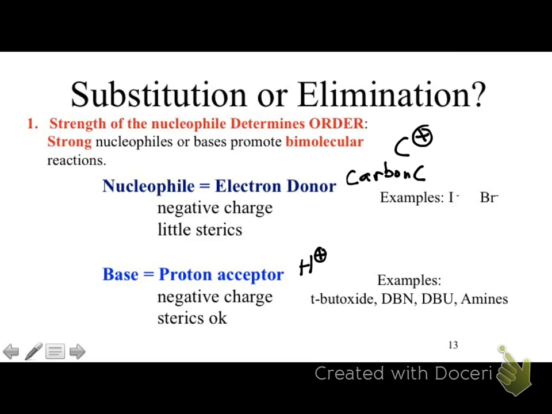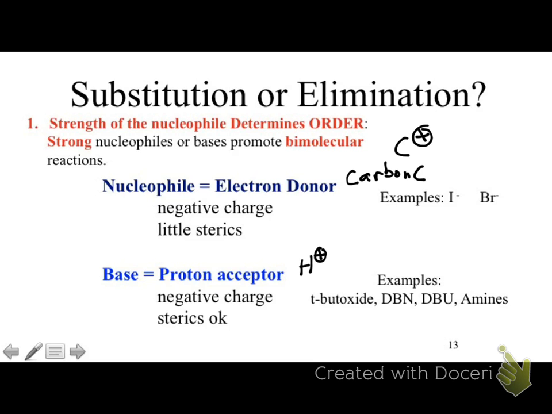So our primary difference between our nucleophiles and our bases comes down to size. The bigger it is, the more likely it's going to act as a base. The smaller it is, the more likely it'll act as a nucleophile. There are a few cases, in fact, there's only 2 cases where you can have a nucleophile that won't act as a base.